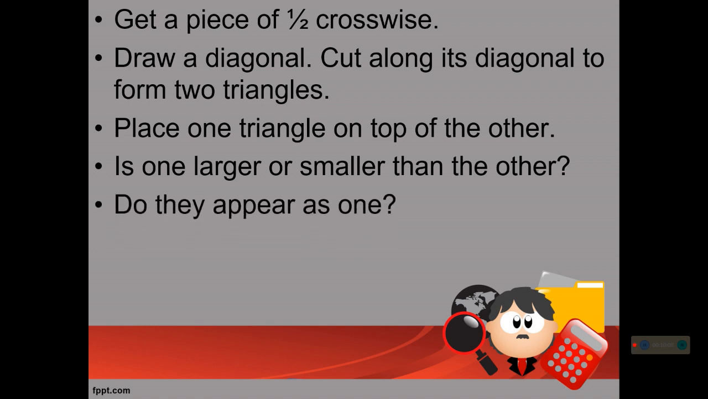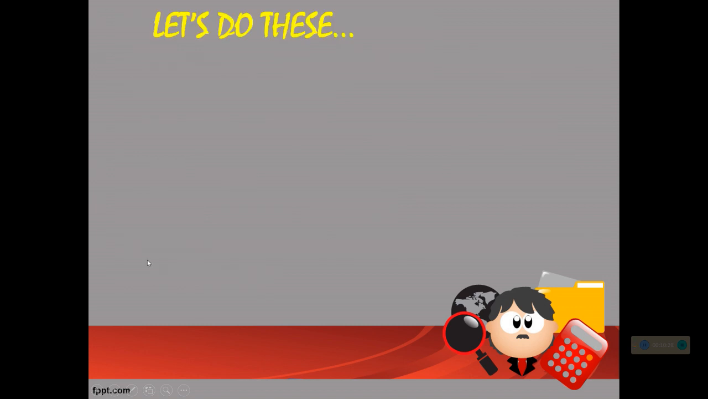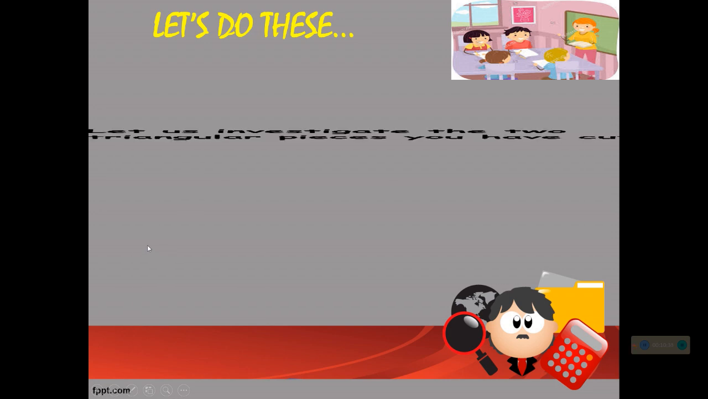Okay? Do they appear as one? Obviously, they appear as one. Okay? So what must be true about the parts of two triangles? What do you think? Yes, since they appear as one, so the parts of the triangle should be congruent or maybe congruent. Okay, so for further discussion, let's do this.